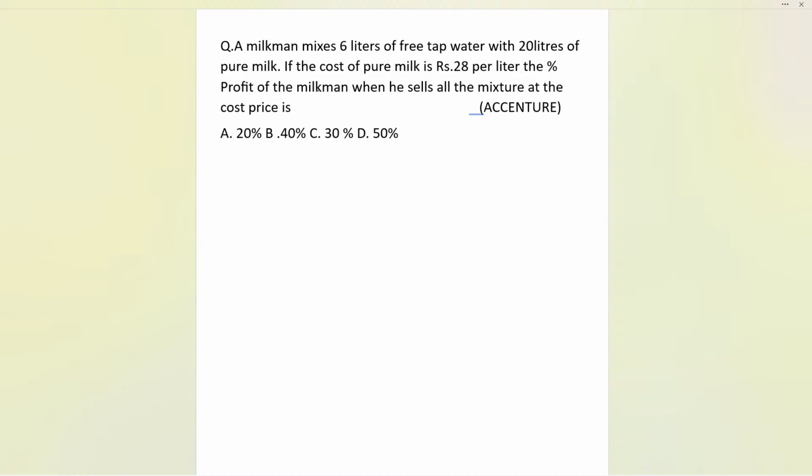Let us now see over here. A milkman mixes 6 liters of free tap water with 20 liters of pure milk. Whenever a question is asked, try to put yourself into the situation. Okay, I am a milkman. Now it will become much easier, trust me. So you added 6 liters of water into the 20 liters of milk you have bought. You might have bought it at 28 rupees per liter, so the cost price is 28 rupees per liter. Now, if you calculate the cost price, you purchased only 20 liters, so that is the price you will be paying.